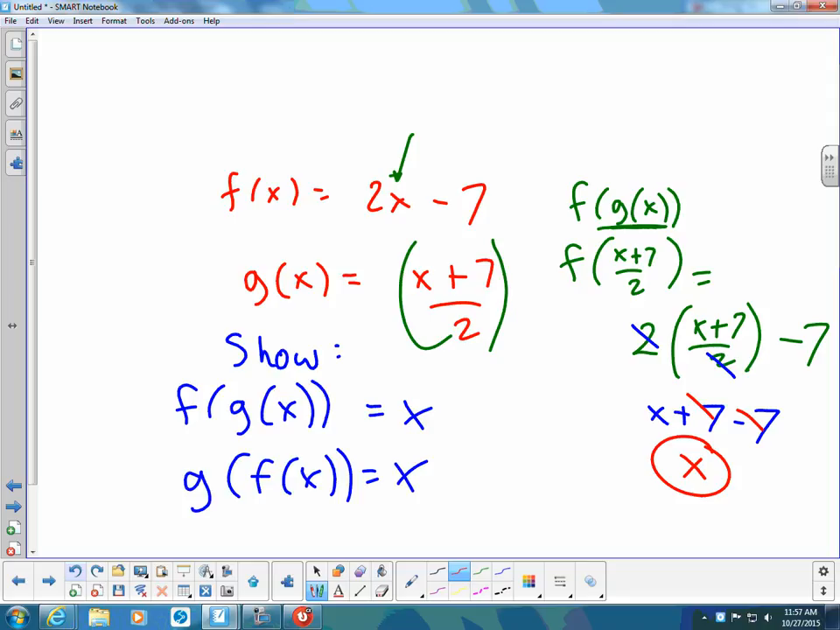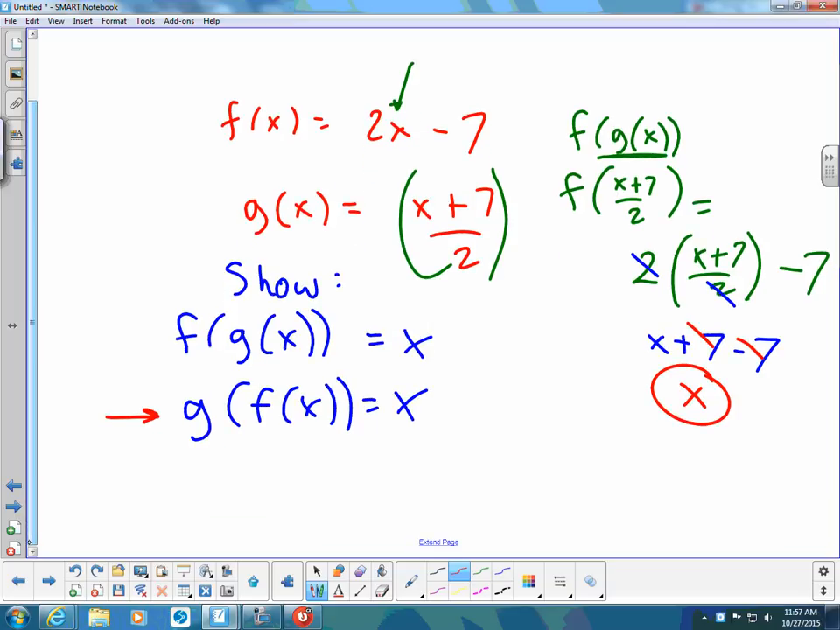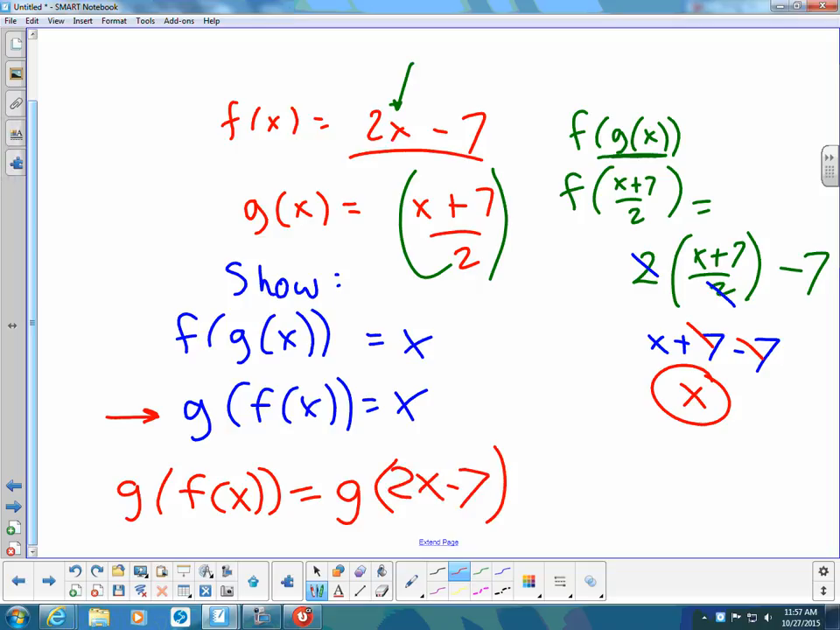But remember, you also need to show that g of f of x is also equal to x. So let's try that. If I do g of f of x, that's the same as g of my f of x function, which is 2x minus 7. That means I want g of 2x minus 7, which means I need to go to my g function, and wherever I see an x, I'm going to take out that x and replace it with 2x minus 7. So I'm going to have 2x minus 7 plus 7 over 2.